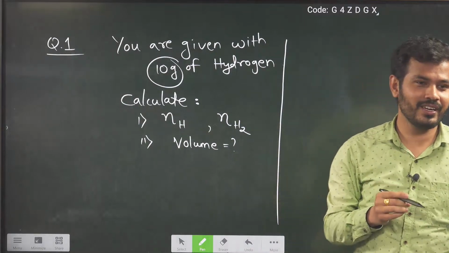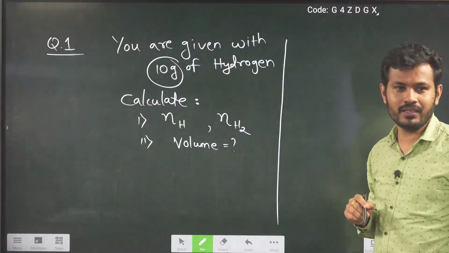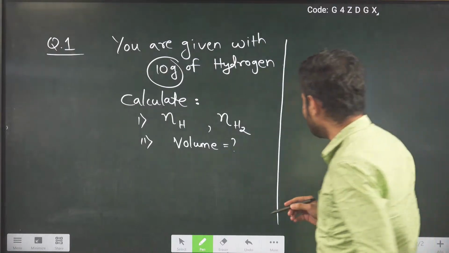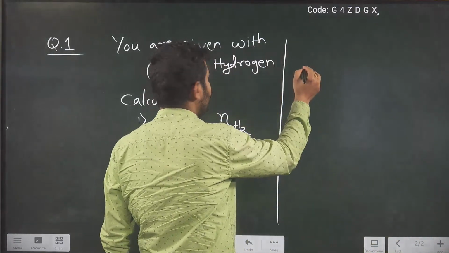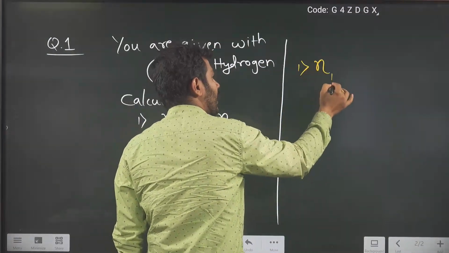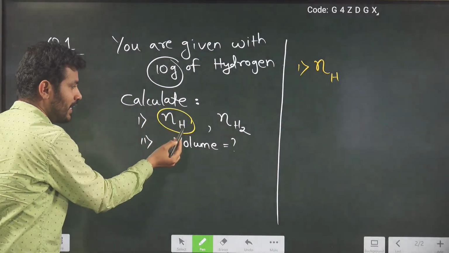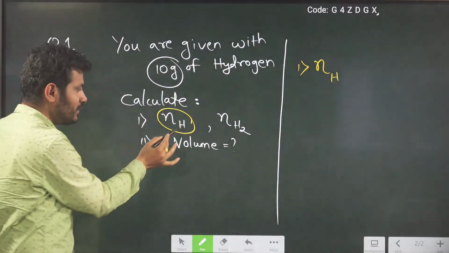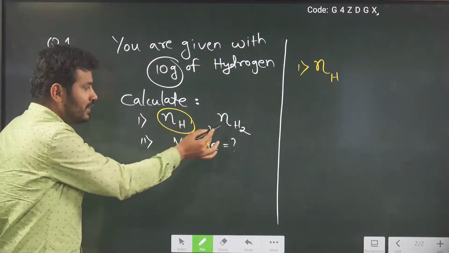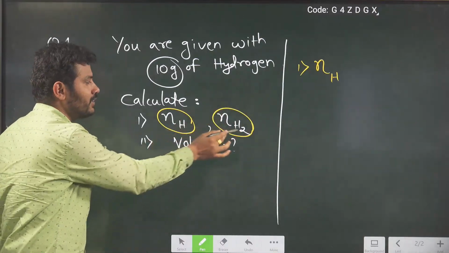Yes, Sandeep, very good. Yes, others are also replying. It is moles. So first and foremost thing we are going to calculate is number of moles. So point 1, number of moles of hydrogen. It is H, it is H2. The difference is this is number of moles of hydrogen atom, and this is number of moles of hydrogen molecule. There is a difference. Atom, this one; this is molecule.